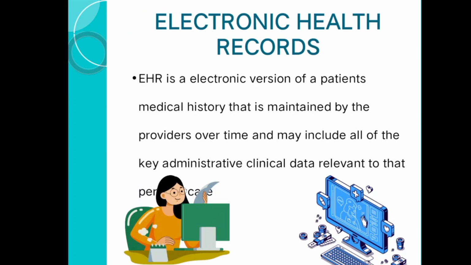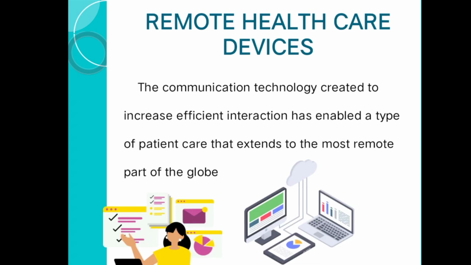Next is trends in informatics, which is electronic health records. So an electronic health record is a version of the patient's medical history. We maintain the record in booklet form. There will be various forms. Informed consent will be there, surgery consent will be there, patient's hospitalization consent will be there, everything will be there, doctor's records will be there, nurses' records will be there. But now that the computer has entered into the nursing or medical professions, we feed everything into the computer. Next is remote healthcare devices.